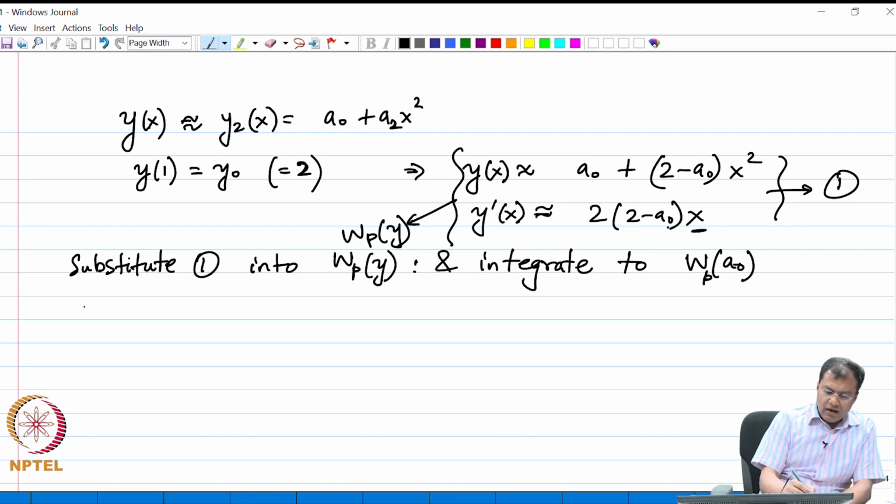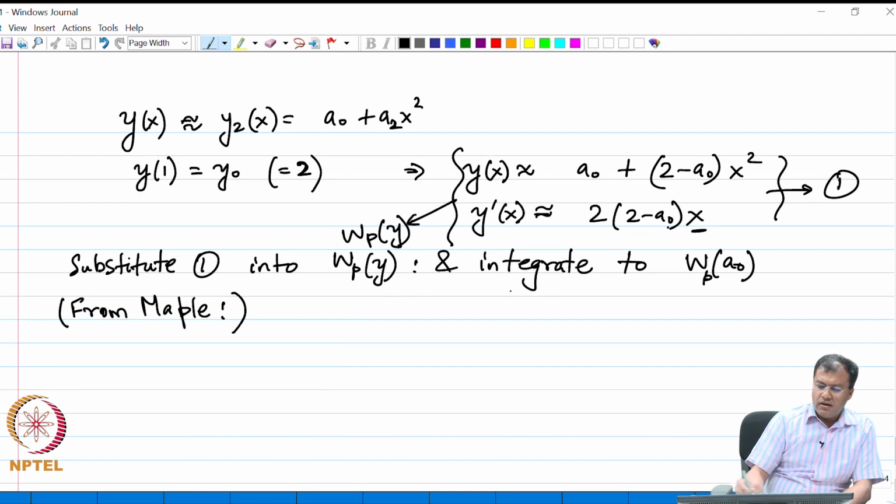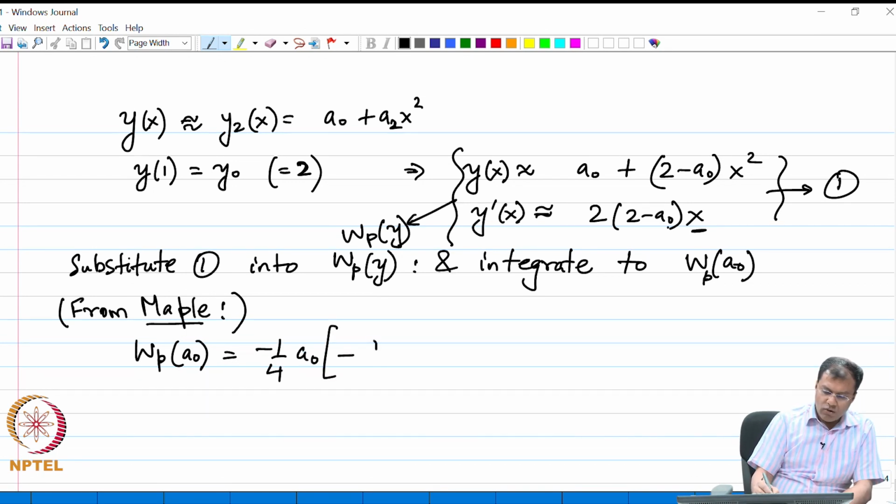Let me just show you the function that is generated here by showing you some of the terms. These terms are generated from the software Maple. When we feed all these approximations into the functional in Maple, we see that my expression W_p of a naught is the following. Let me write a few terms. In fact, I am never going to complete writing all the terms. Let me just show the complexity that we have.